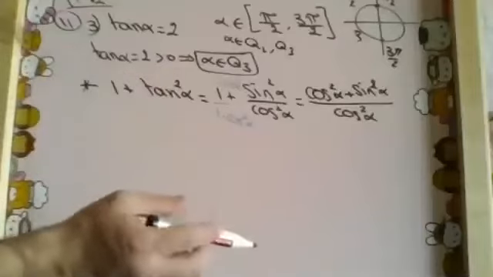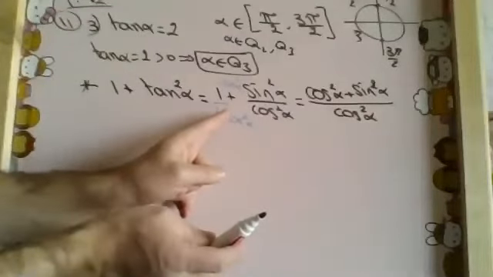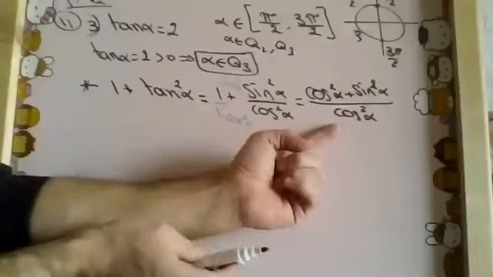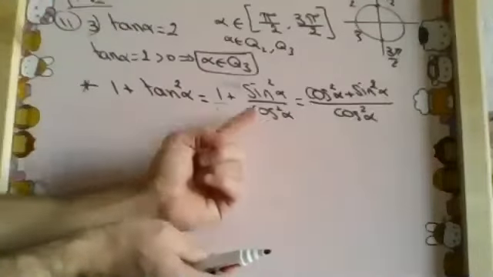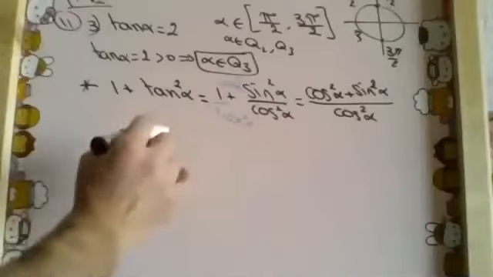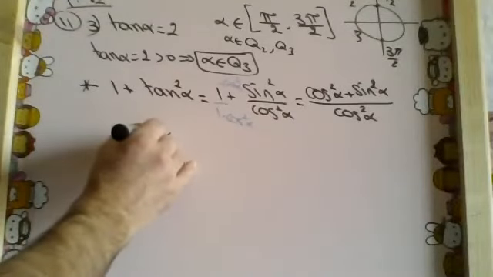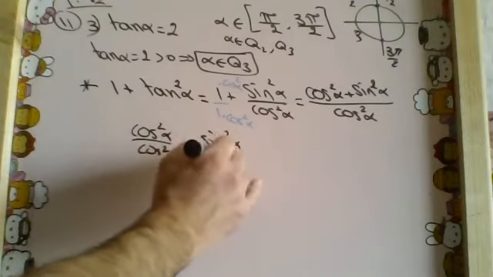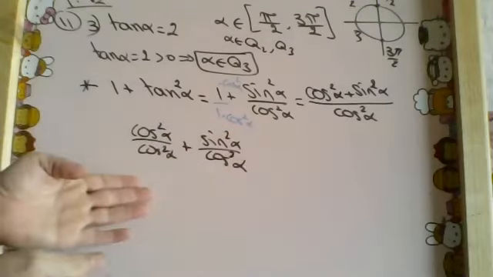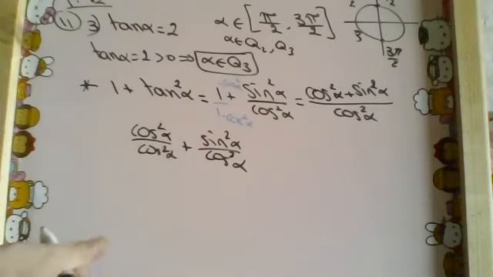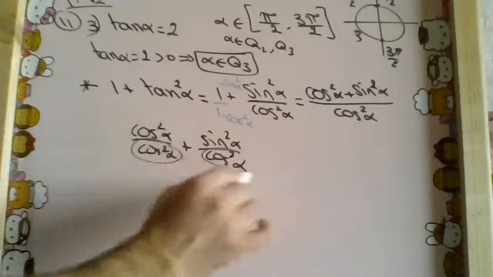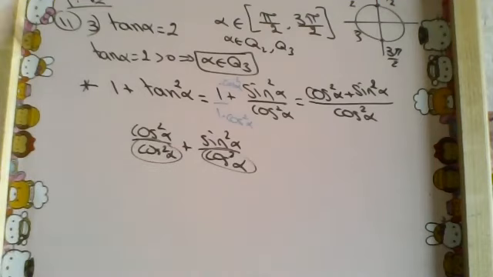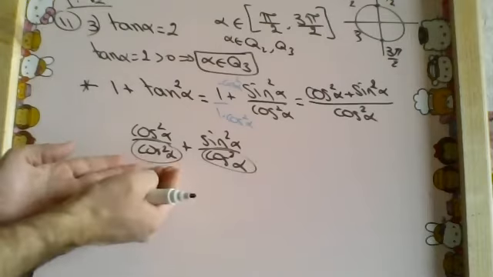A small remark about the way of writing, so that I don't see it later with you. When you take a common denominator, please write it only one time. This denominator, cosine squared alpha, you write it only one time. I don't want to see anyone tomorrow write it as cosine squared alpha over cosine squared alpha plus sine squared alpha over cosine squared alpha. It's called a common denominator, one common denominator. So you don't write it in this way.